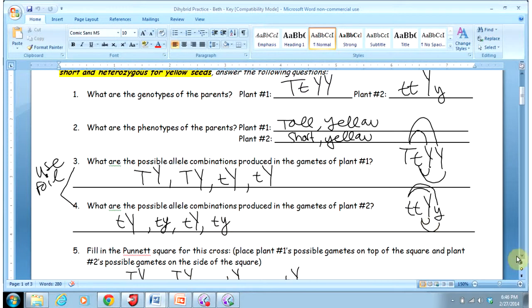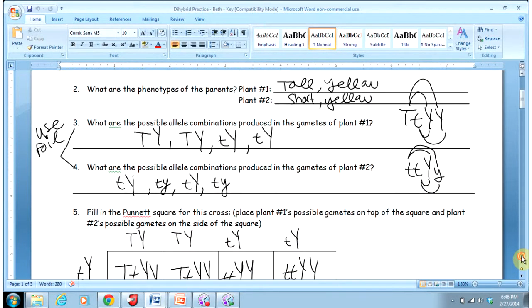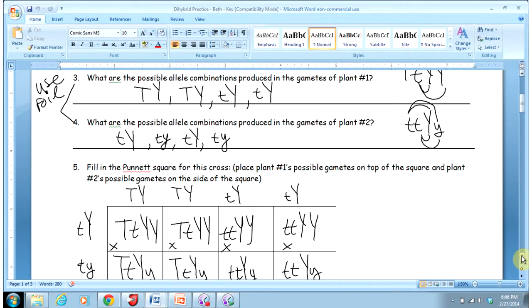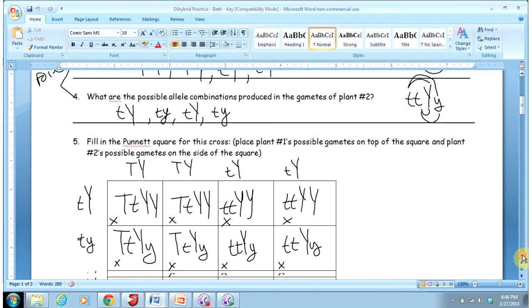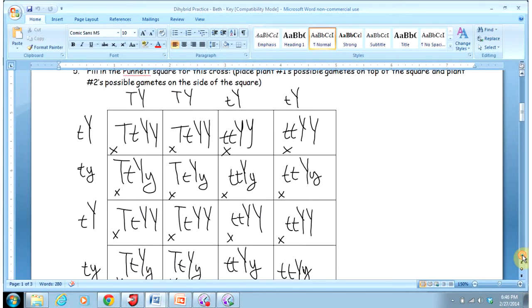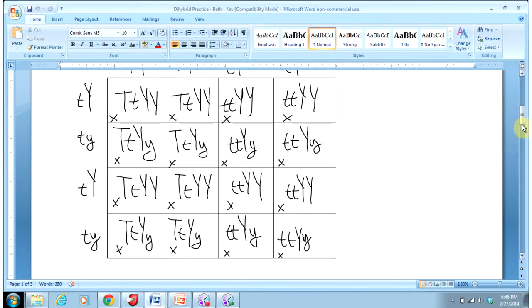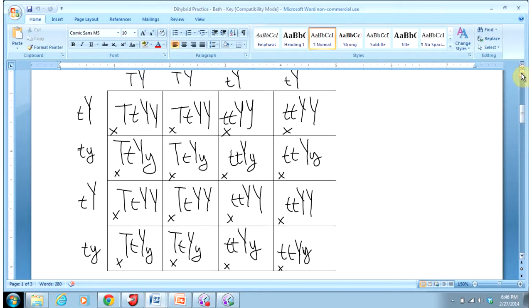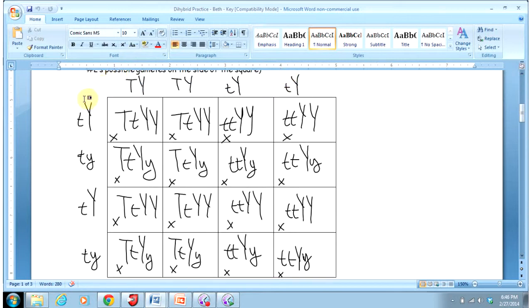The next thing that I need to do is I will put my gametes from parent 1 across the top of my dihybrid Punnett square. Then I'll put my gametes for parent 2 along the left side of my Punnett square.